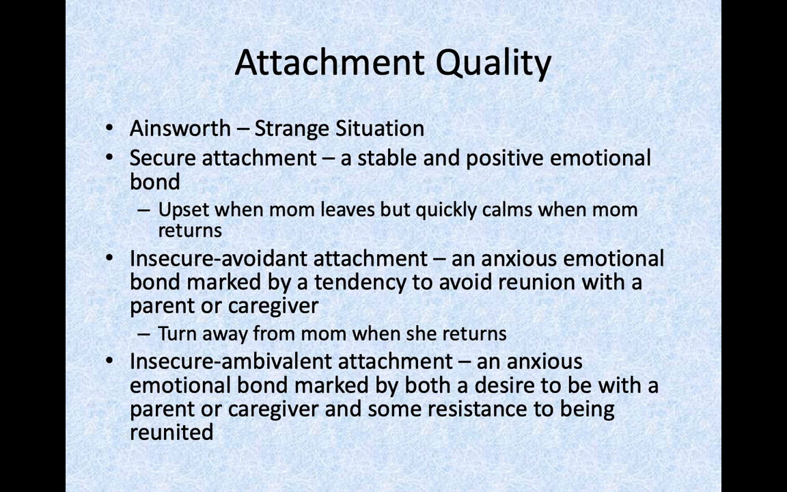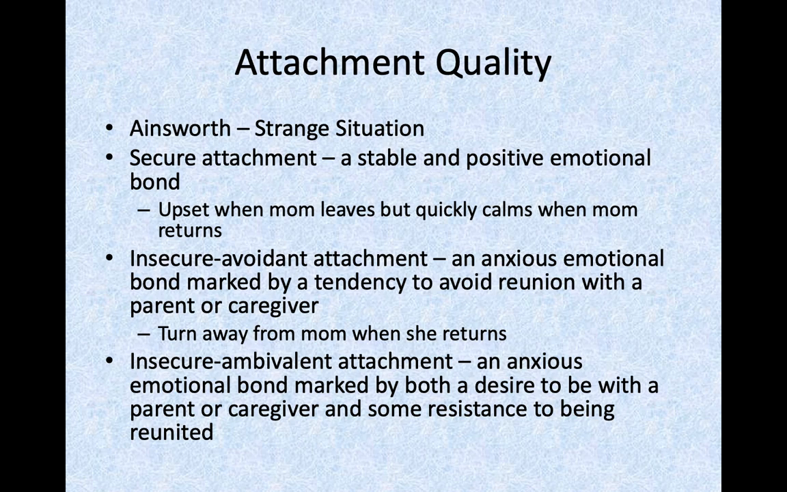So we can actually tell what type of attachment a child has based off of how they react when the mom leaves and when the mom comes back. The most common and the best form of attachment is called a secure attachment. This is the stable and positive emotional bond. When the mom leaves, the child is upset, but when the mom comes back, they're quickly calmed down and everything's okay. And they look to mom for support, but everything's quickly resolved.